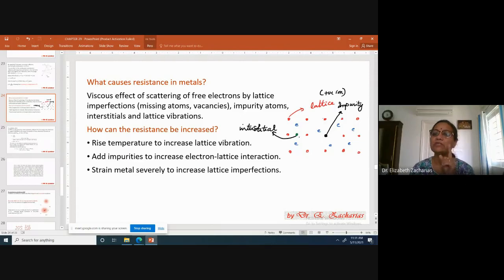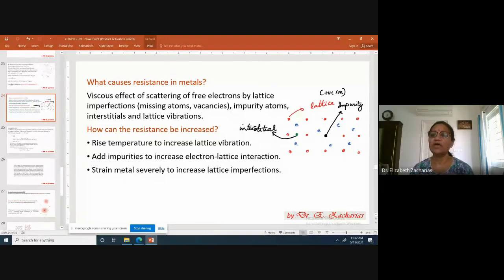Size different from the parent ion. Okay, and then here one green dot I have shown. The green dot is some other foreign atom sitting in a place where it should not be sitting. There is no lattice position there, but it is coming and sitting in a hole there. That is why it is called an interstitial.